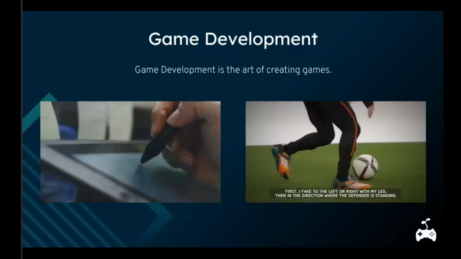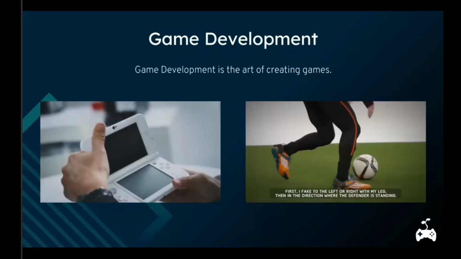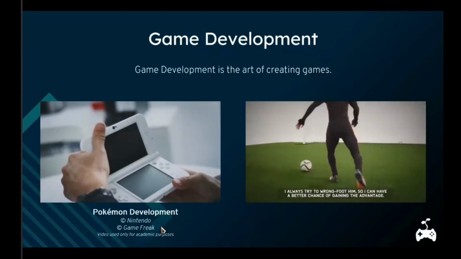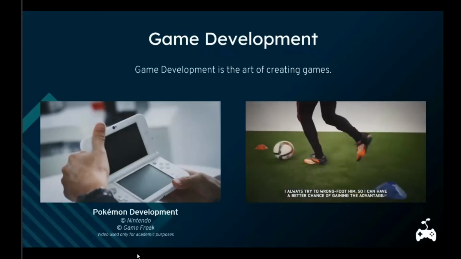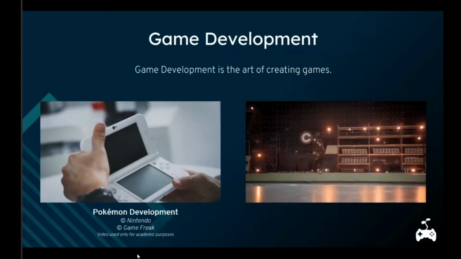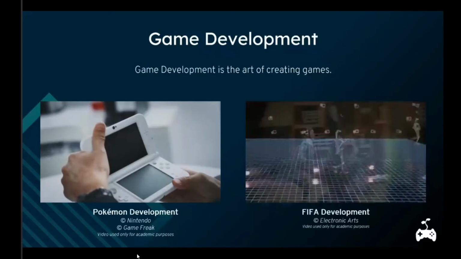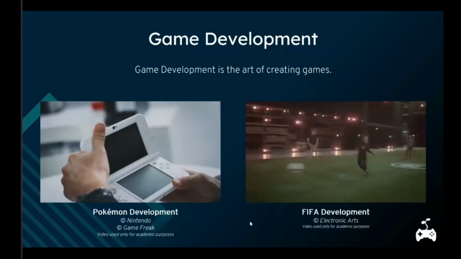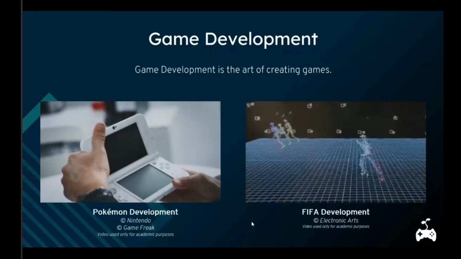First, we have the Pokemon development. We can see how they draw, model, plan, and design the whole setup, contrasting with EA in the development of FIFA, where they need to use motion capture technology in order to make the animation more realistic, as you can see right here. All of them are phases of the game development. But what is the proper structure? Let's find out. Now, on to the next slide.